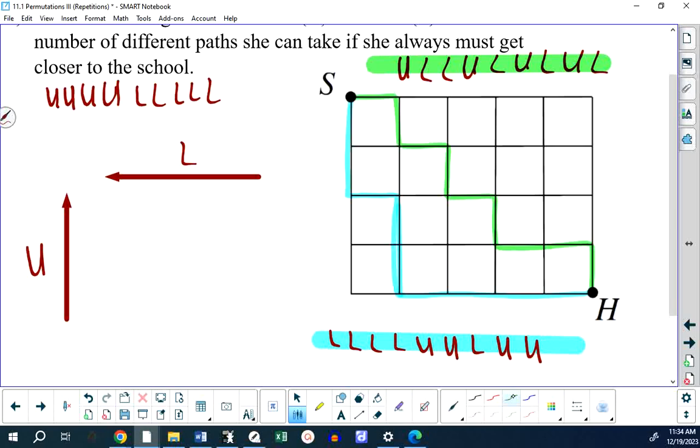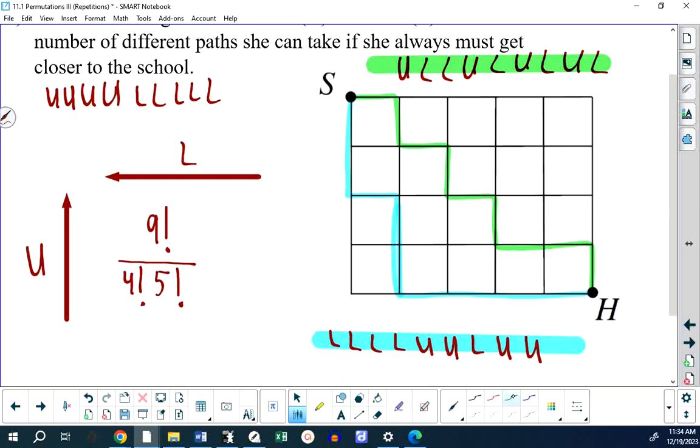So the question becomes similar to how many arrangements of the word calculus are there? How many ways can you arrange these letters? Well, the answer is 9 factorial over 4 factorial, 5 factorial. It does occur to me, we didn't really get an answer to the last question.